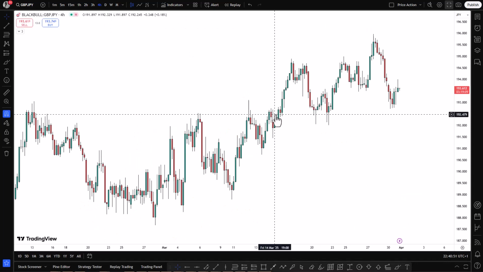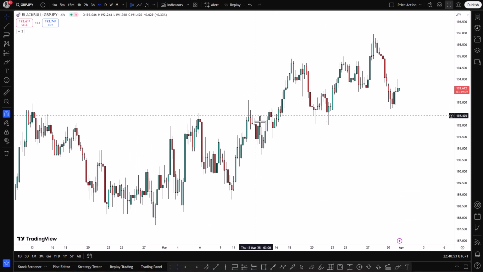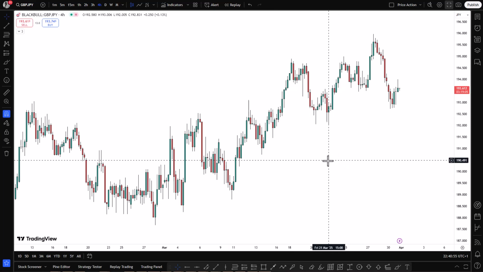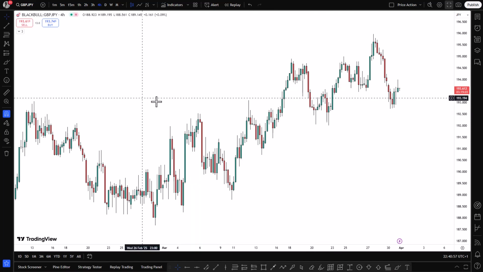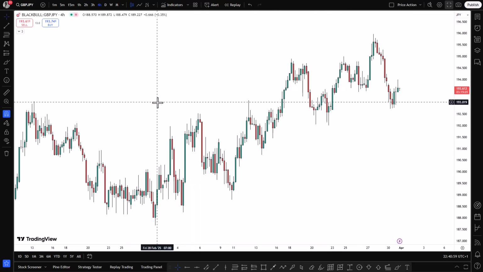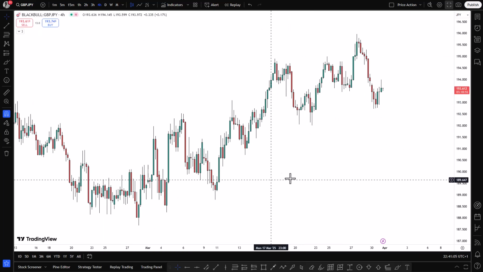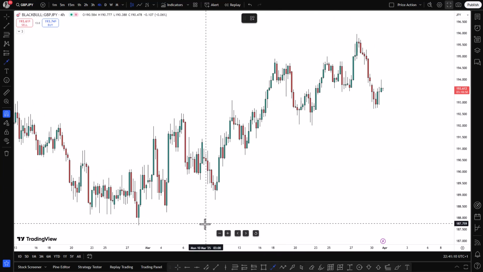Okay, moving on. So what you are seeing on my screen now is a price chart of any currency pair. It doesn't matter, okay? But this particular one is the GBP JPY currency pair, and this is the 4-hour time frame. Okay, so what do you see on this chart? Now that you're just looking at the chart, what do you see?